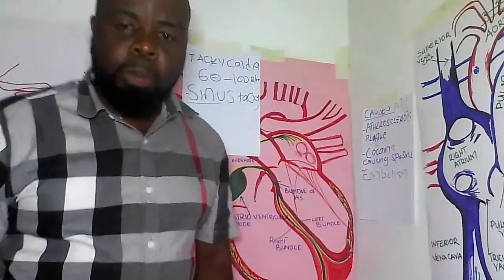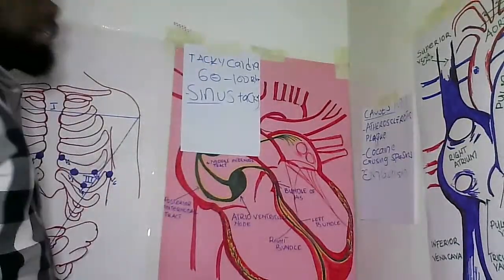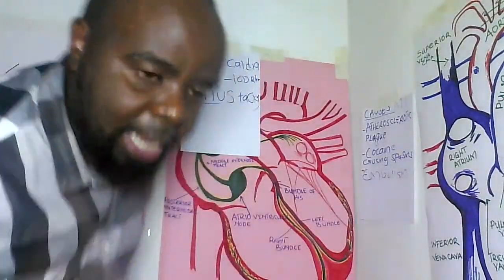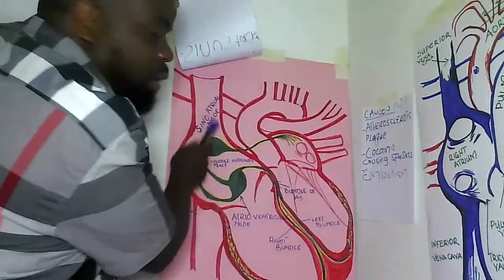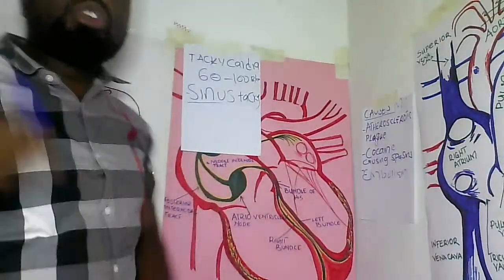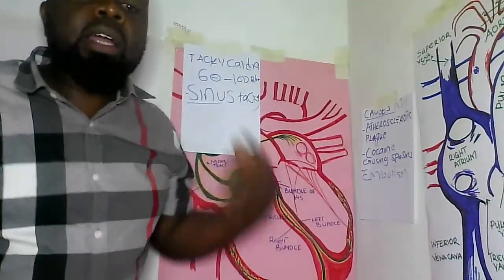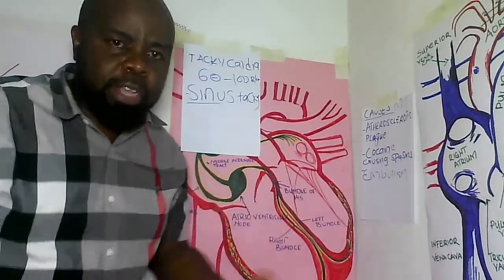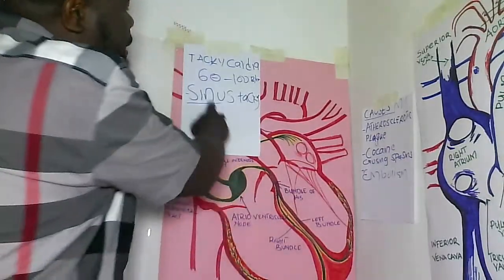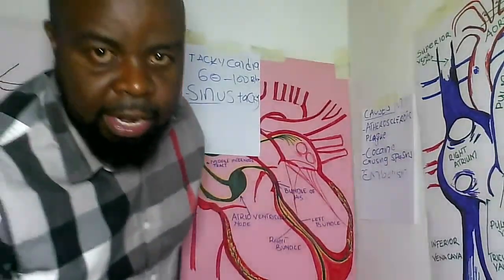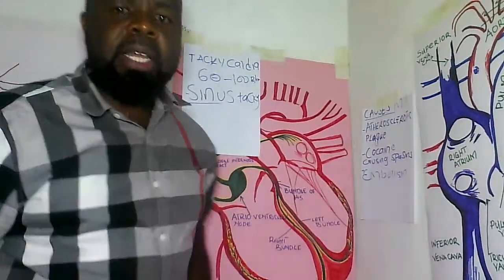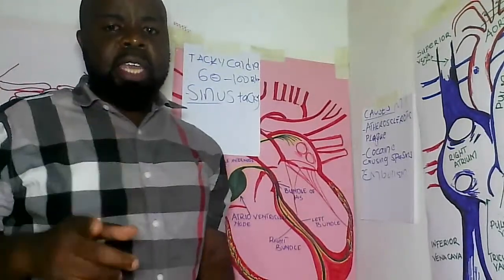If you are asked what the types of supraventricular tachycardia are: sinus rhythm tachycardia. This means the sinoatrial node is beating so fast that the ventricles are contracting and relaxing so fast. You get it? That one is called sinus tachycardia. But there is another way you can get it.